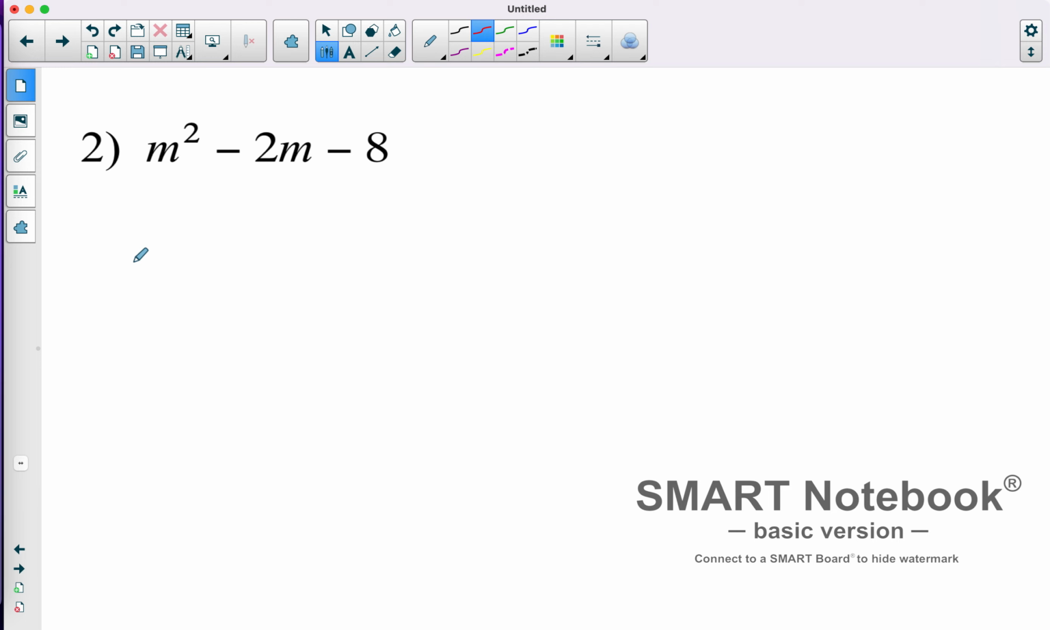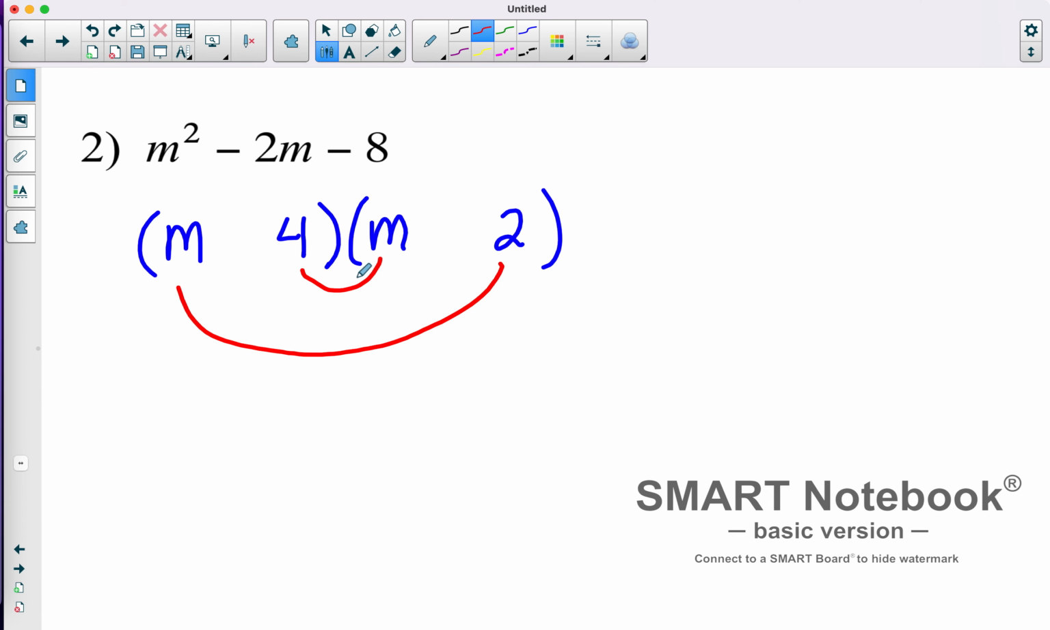The second one, we have m squared minus 2m minus 8. We're going to undistribute and start with that quadratic term. So what things multiplied to give me an m squared would just be an m times m. Things that multiplied to give me 8 could be 8 and 1 or 4 and 2. So let's try 4 and 2. And then we check our factoring. So I'm going to redistribute. I get 4m and 2m.